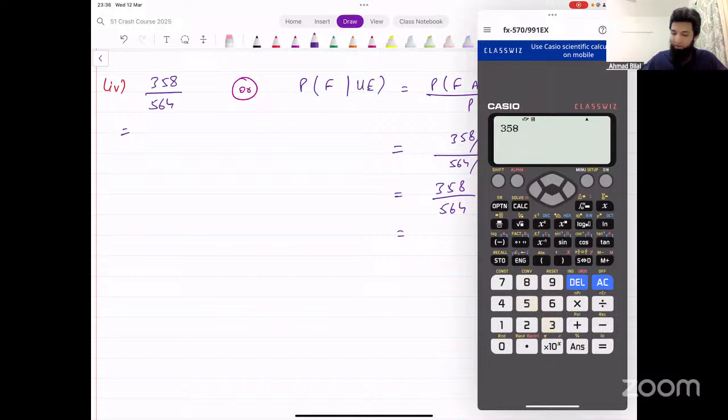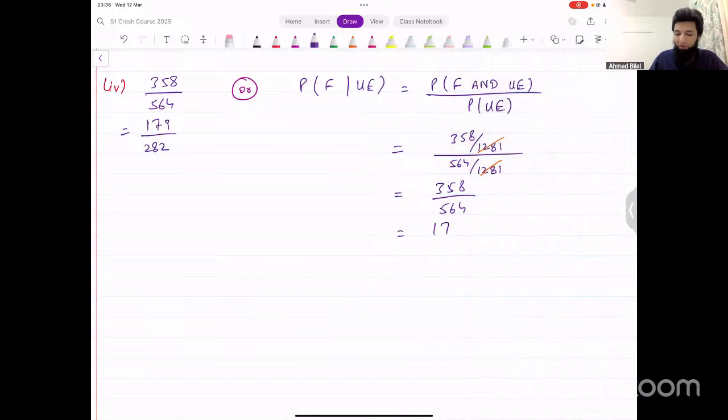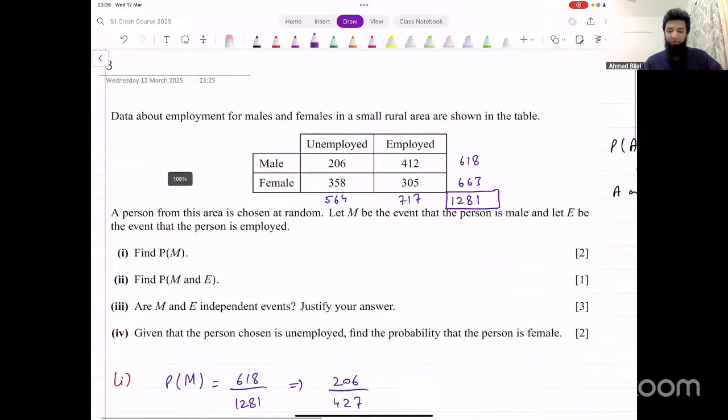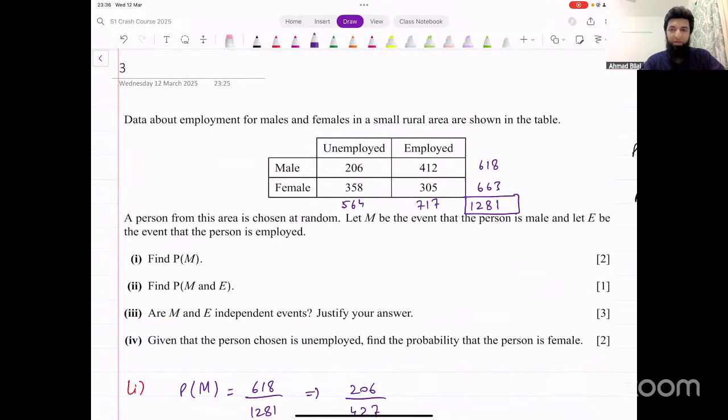358 divided by 564, and that simplifies to 179 over 282. That's the probability that we were looking for. Okay, now let me repeat this. When you have information given in the form of a table, it's always easier to use the table for your probability calculation directly without using any formulas.